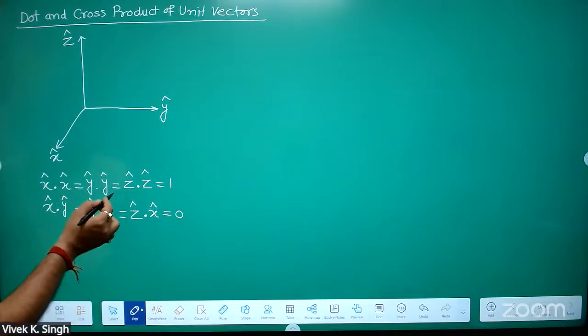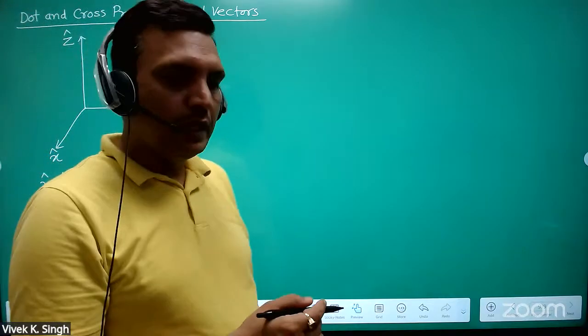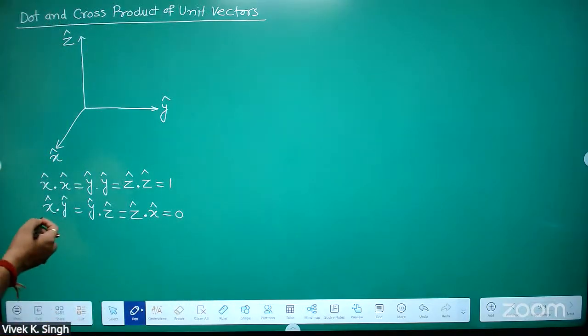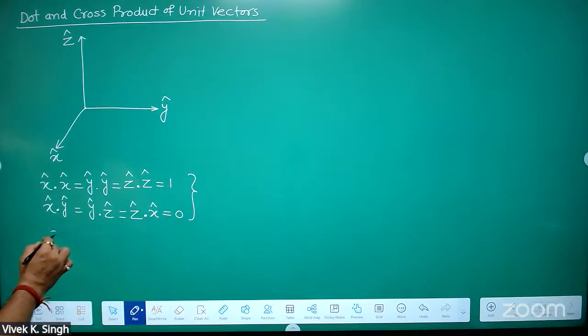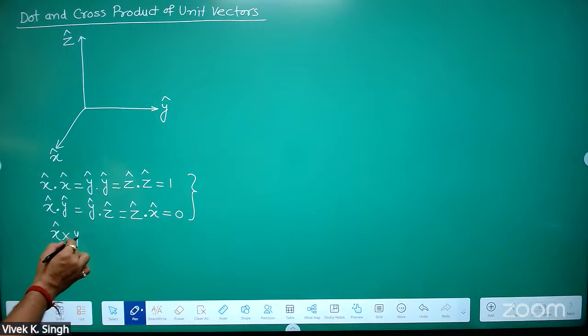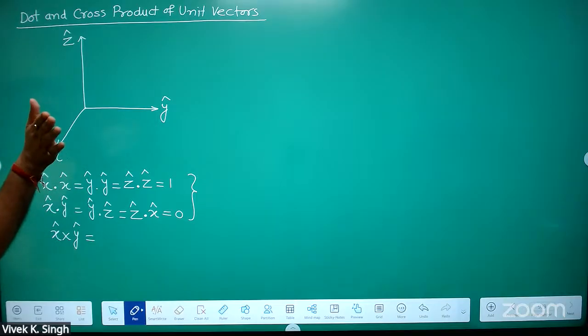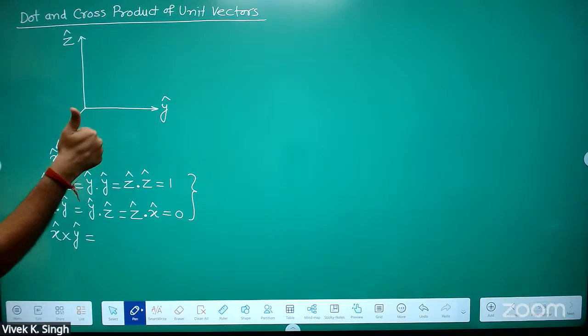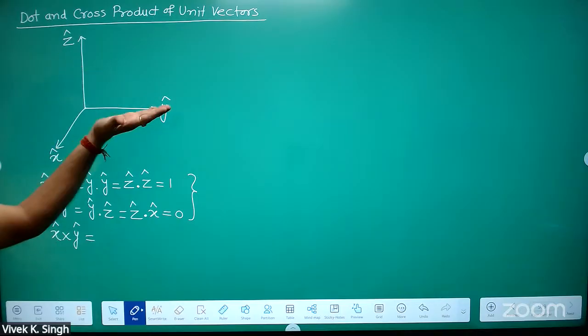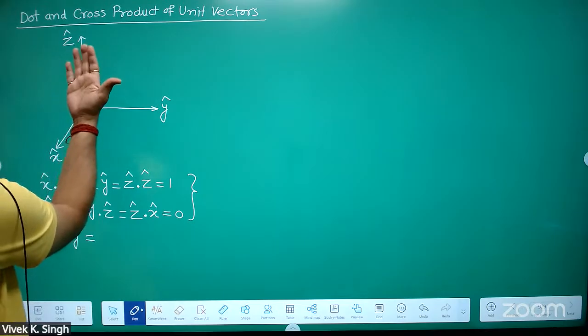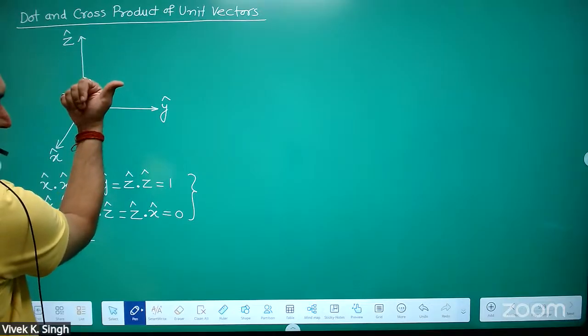Yes, sir. The angle between x and x is 0, so that value is 1, and this will be 0. Now you can find what x cap cross y cap will be. So for the direction of x cap cross y cap, use the right hand rule and move your fingers from x cap to y cap. This will give you z cap. Similarly, y cap cross z cap will give you x cap. Z cap cross x cap will give you y cap.